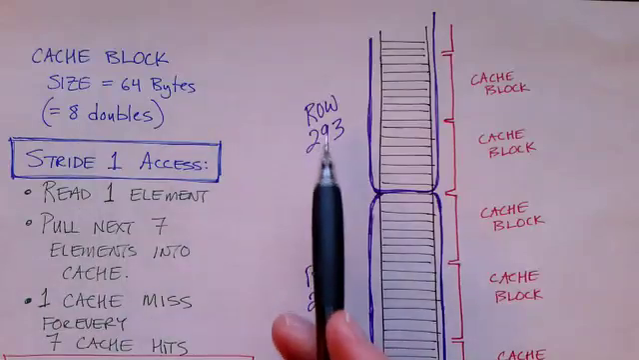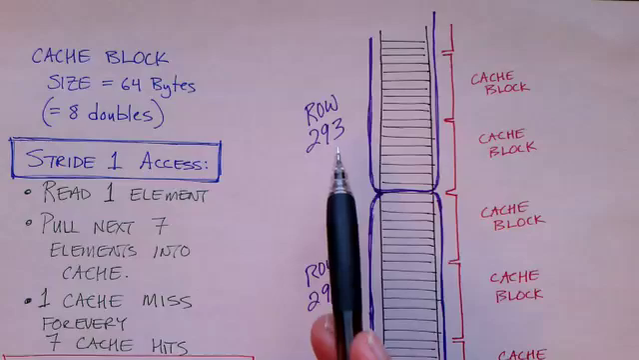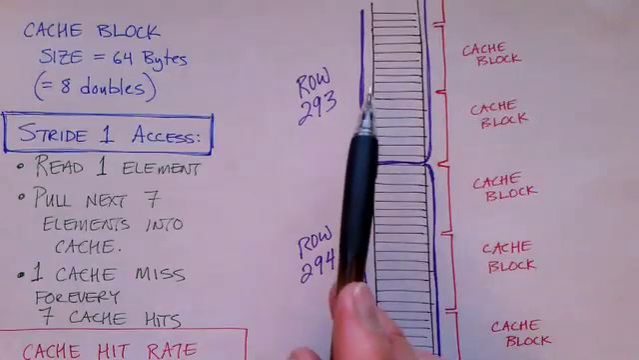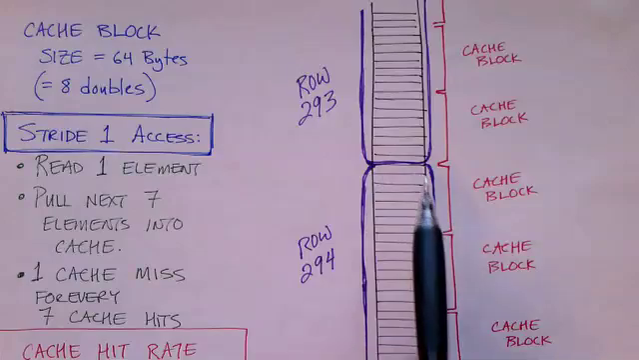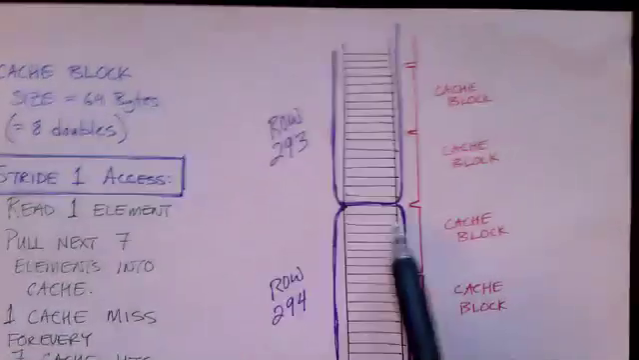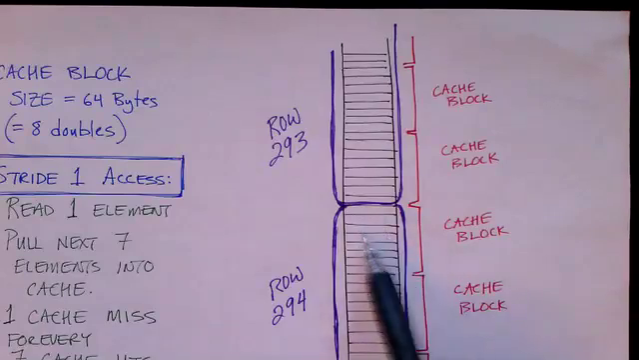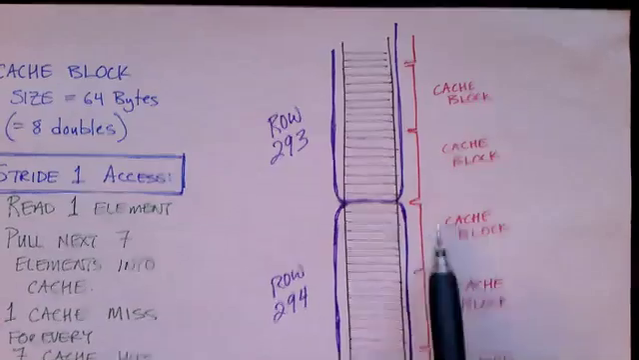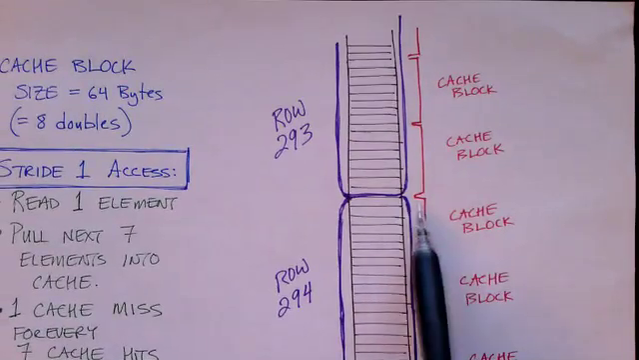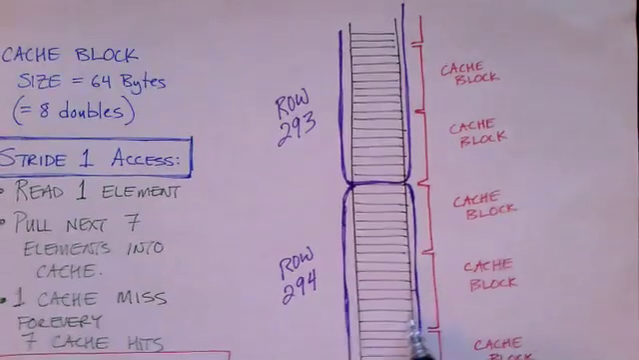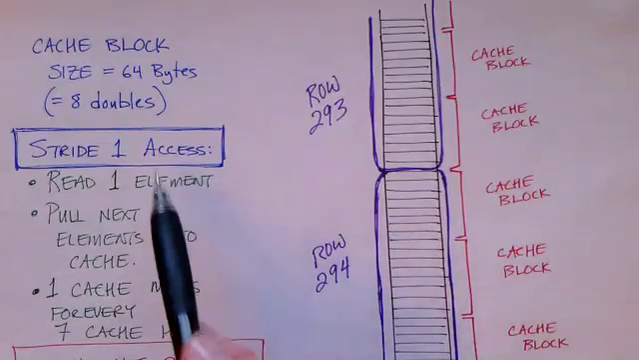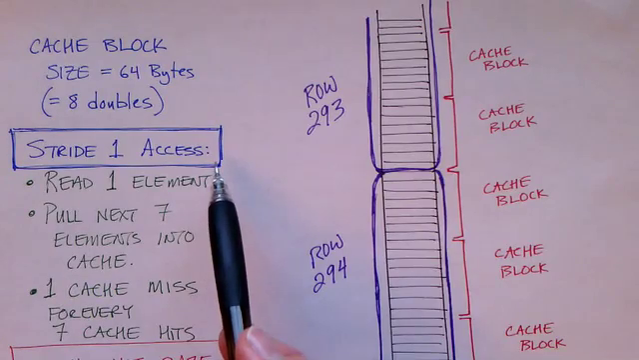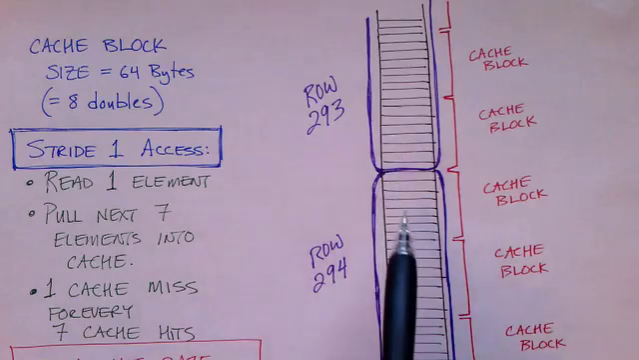And let's imagine we've got just a really enormous array. Here I'm showing just a fragment of the array. Here's part of row 293, and here's the first part of row 294. Each one of these rectangles is supposed to be 8 bytes, so it can hold one double precision number. Since each block holds 8 doubles, the blocks are fairly small, like this. So let's imagine that we've got a nice, well-behaved program that has a stride 1 access. In other words, it's going through the memory in sequential order.